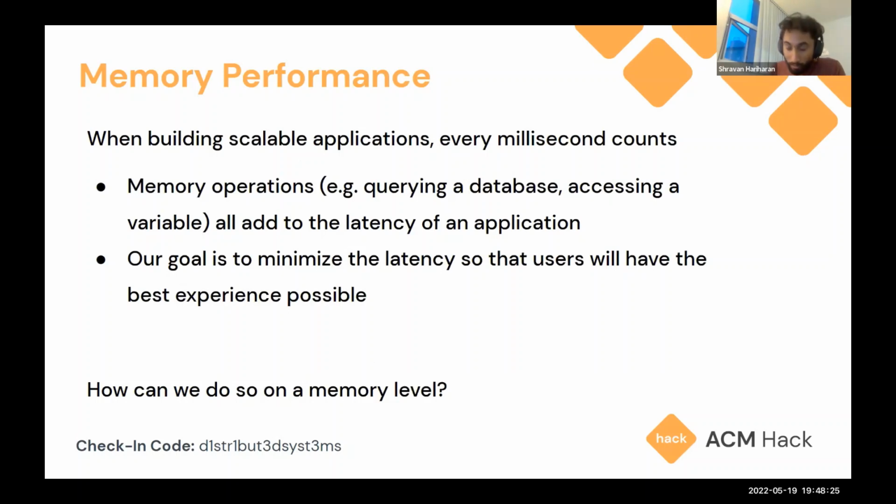So we were optimizing just now for latency, right? We were using event-driven architecture and message queues to make sure that we're handling events as fast as we can. On the other side of that is memory. There are memory operations like querying a database or accessing a variable in your code that all add to the latency of an application, right? Querying a database, you have to go into the database, get the data, return the data, all that kind of stuff. So we want to minimize latency as much as possible so that users have the best experience. Seems like a good trade-off. So how can we do that at a memory level?